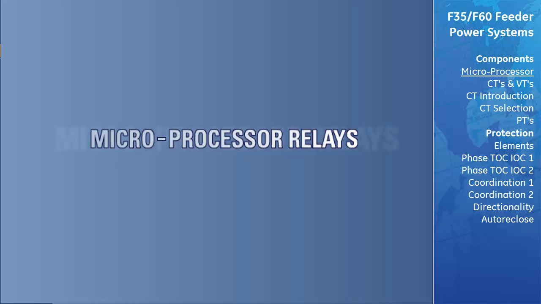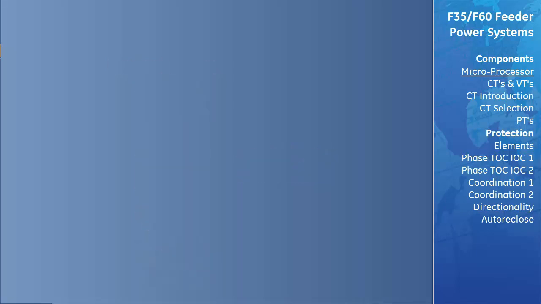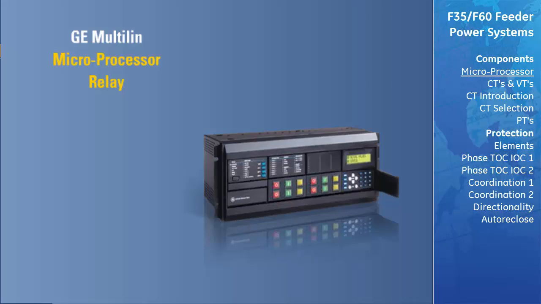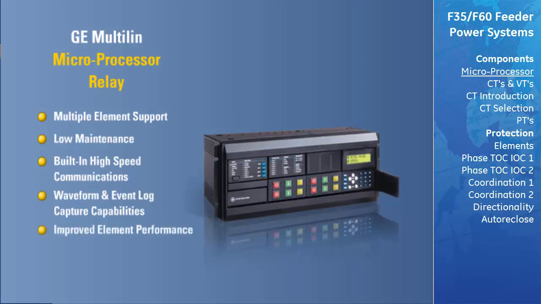In the 1970s, many relay manufacturers introduced electronic relays, which simply emulated their electromechanical predecessors, and in many cases, the design still required costly periodic calibration. In the early 80s, the microprocessor-based relay, or digital relay, was introduced. Standard features such as multiple element support, low maintenance, built-in high-speed communication, waveform, event log, improved element performance, and built-in programmable logic controller functionality has enabled the digital relay to revolutionize the protection industry.